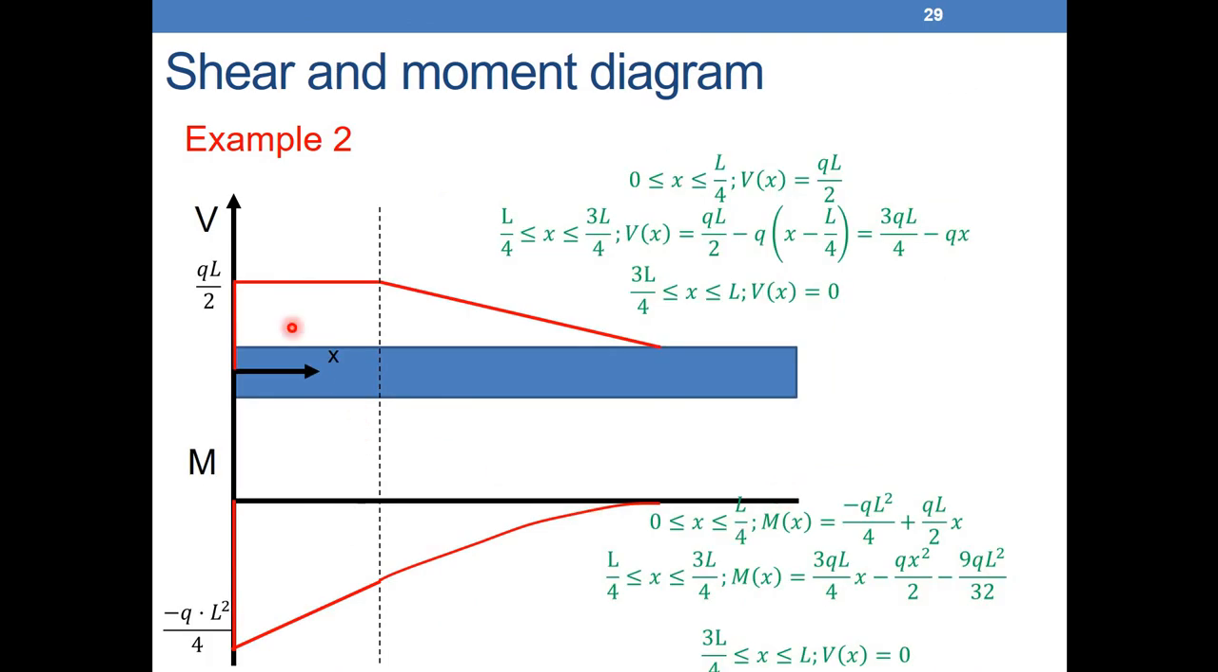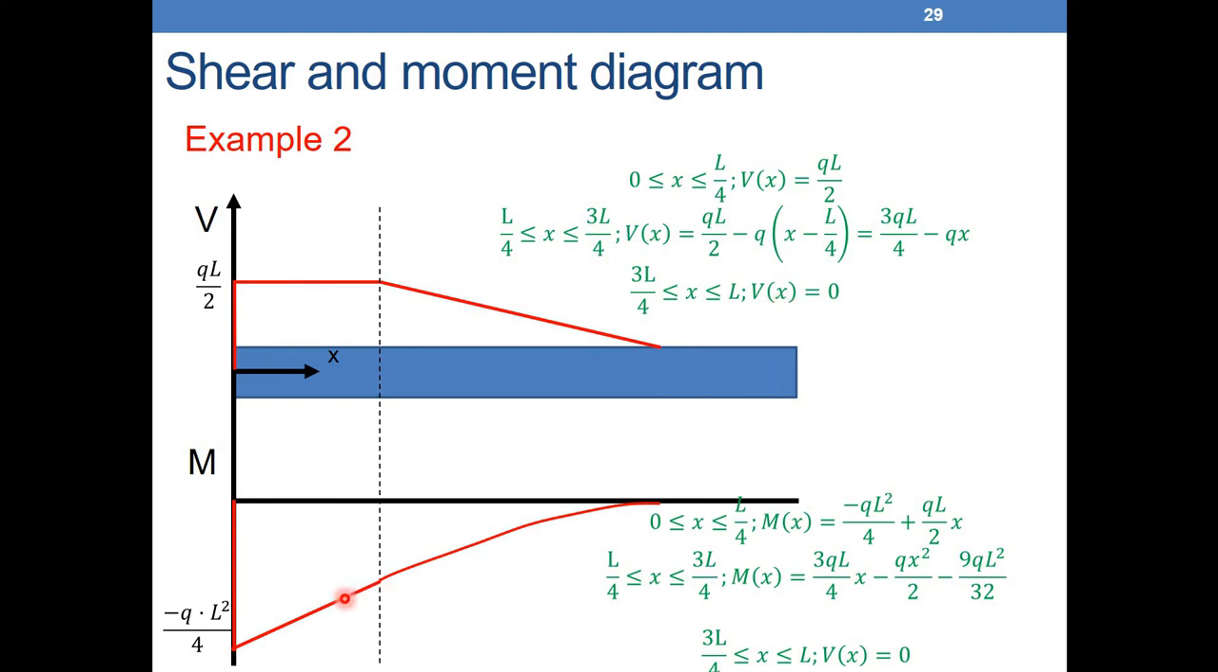Now I can find the relation. I can see that between 0 and L over 4, this one is a constant, equal to QL over 2. Between L over 4 and 3L over 4, I can see it's a line, so QL over 2 minus Q. So you can see that the slope is equal to Q here. X minus L, we are starting at L over 4, so now you need to write the equation of this line. And finally, between 3L over 4 and L, we can see that Vx is equal to 0.